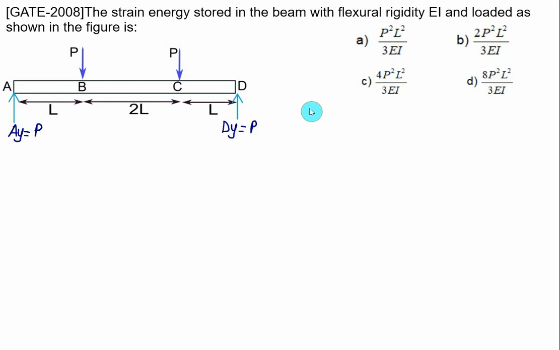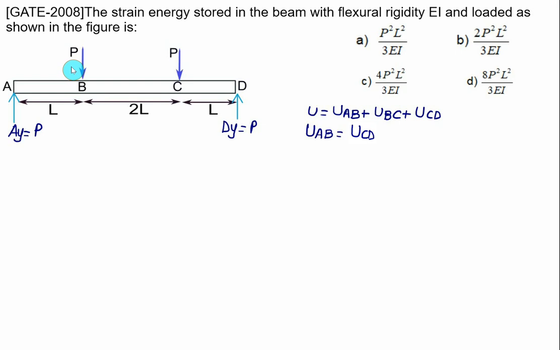The strain energy U is equal to the strain energy in AB, plus the strain energy in BC, plus the strain energy in CD. One type of problem we have already done here. For AB and for CD, the figure is symmetrical, so in this case the strain energy in AB is the same as the strain energy in CD. So you have to find out here what is the strain energy in AB.